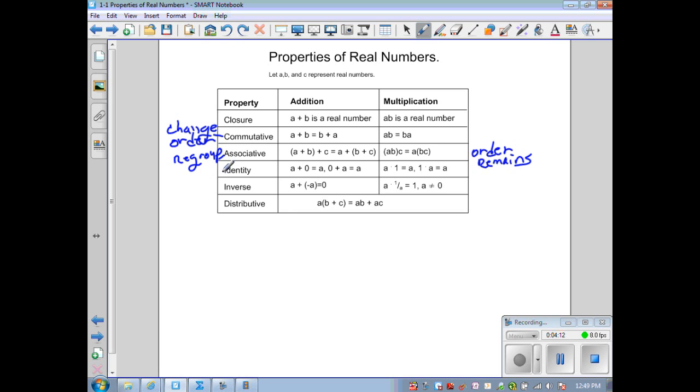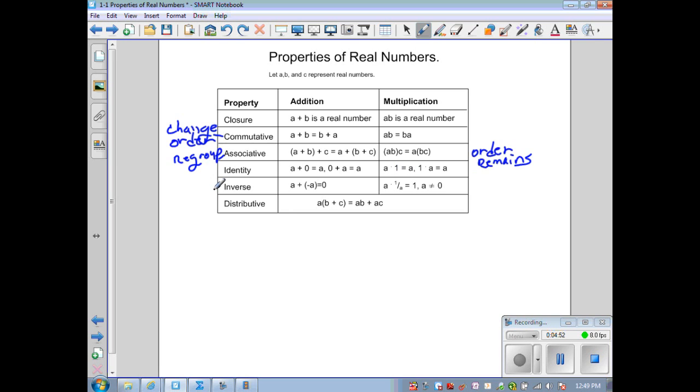Identity gets you back to where you started. And to do that with addition, I add 0 to any number, and I get what I started back. Again, with multiplication, it's similar, but here it's multiplying by 1. If I start with A and multiply by 1, I get what I started with.